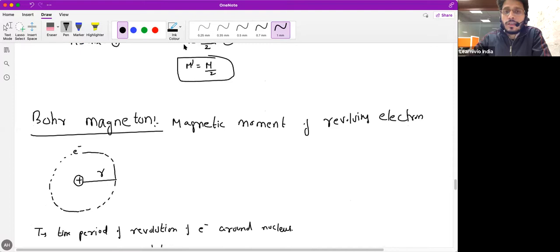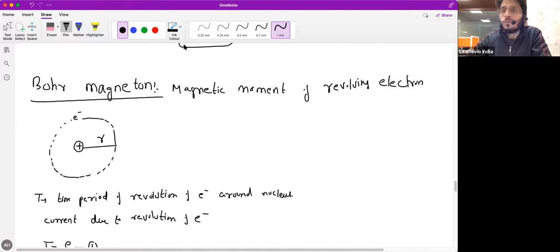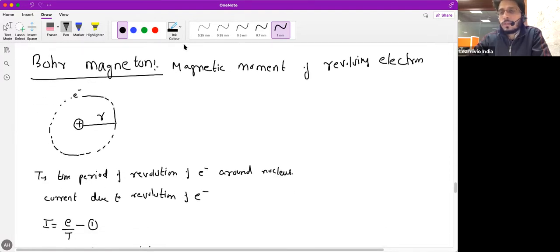So, instead of a current carrying coil, if you have an atom, in an atom the electron revolves around the nucleus. Is there any current due to the motion of the electron, Abdullah? Let's say the electron is revolving clockwise. Is there any current associated with the motion of the electron? Yes, sir. In which direction would the current be? Anti-clockwise.